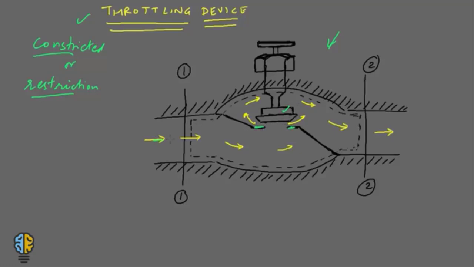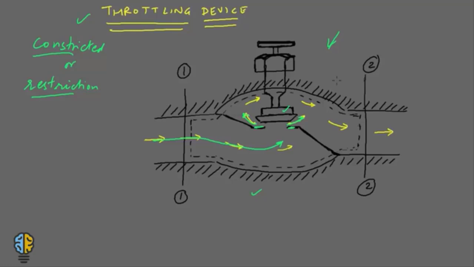As the fluid flows through this partially open valve or an orifice or a porous plug, there is an appreciable drop in pressure and the flow is said to be throttled. So this is throttling underway, because the fluid is passing through this partially opened valve, and the pressure drop is considerable. Now let's apply the SFEE on this.